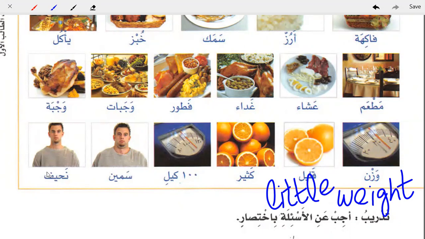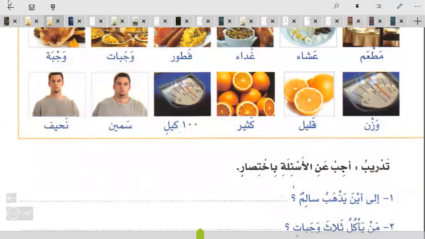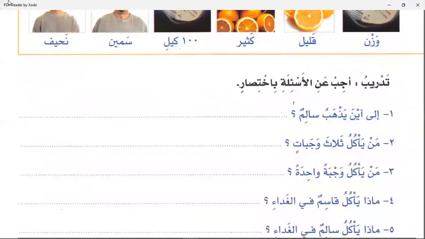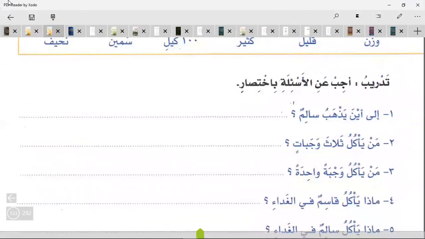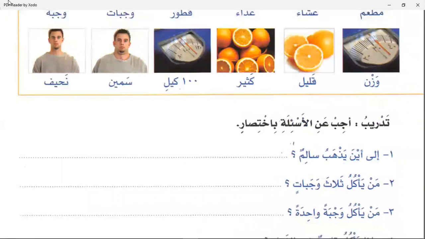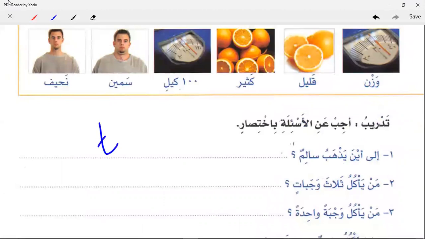Seminu. Fat. Nahifu. Okay, nahifu. Thin. Okay. Someone is asking what is the meaning of jiddan. Jiddan means too or very. So it has these two meanings. T-O-O, and it also means very.